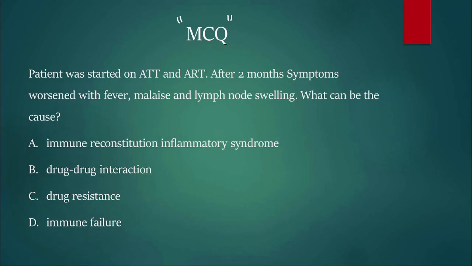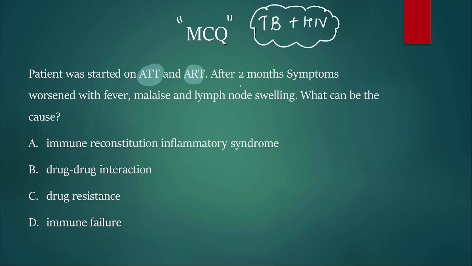Patient was started on anti-tubercular therapy and ART, antiretroviral therapy. Suppose patient is having HIV and tuberculosis, TB and HIV. He has to be treated for both. Now, after 2 months, symptoms worsened with fever, malaise and lymph node swelling. What can be the cause?